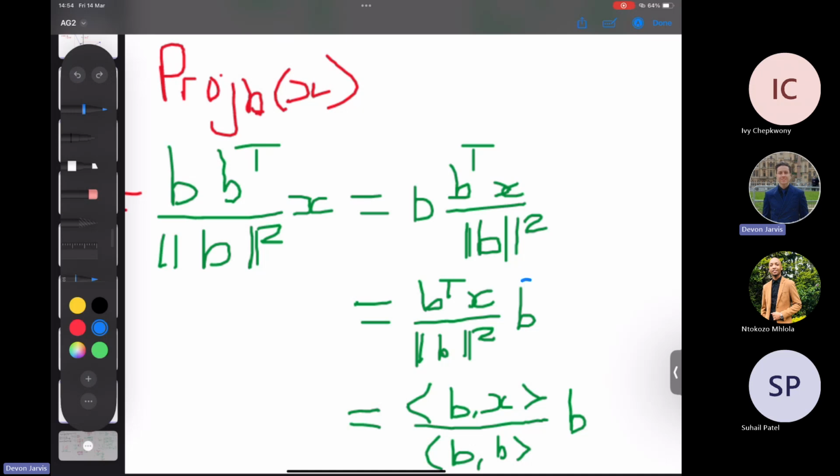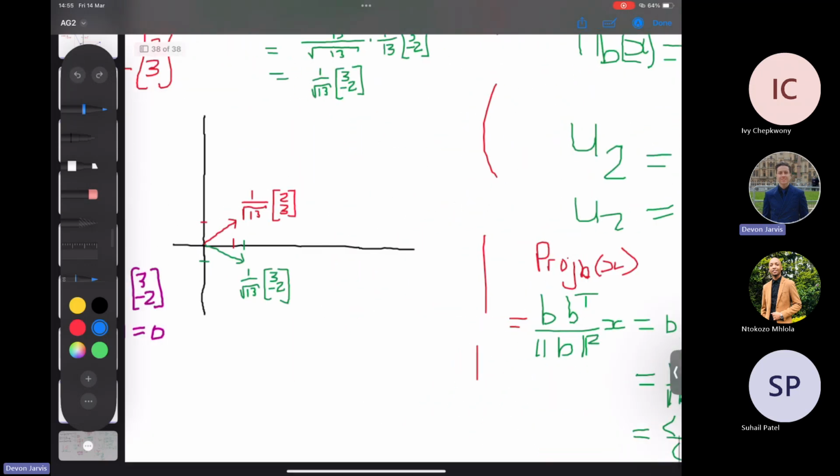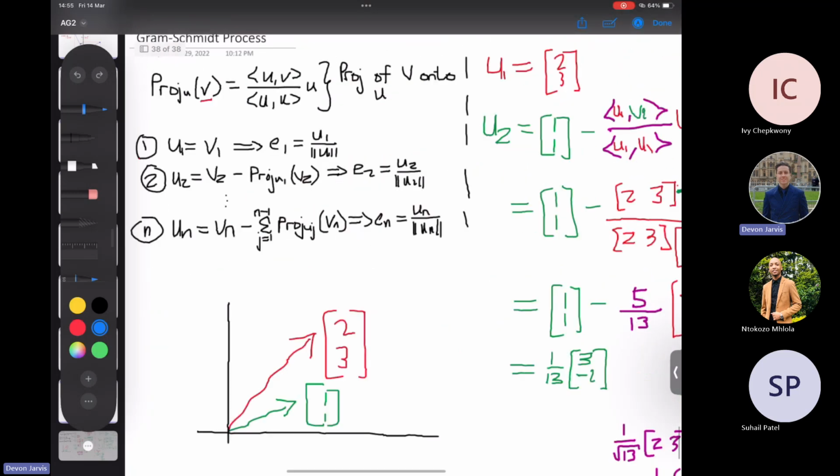And so we end up getting then just that multiple of B. But what's nice now is that this is a scalar. The inner product gives you a scalar, or the norm gives you a scalar, and so you end up with scalar multiplication there. Makes it much easier. So let's run that through in this process.